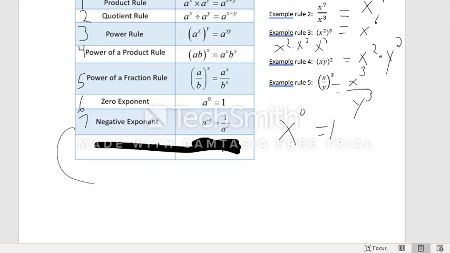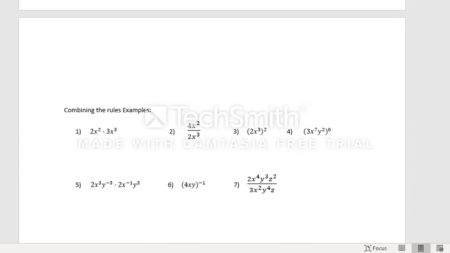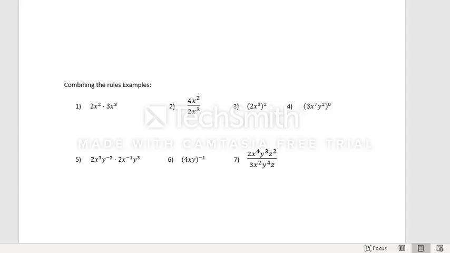And 7, you guys looked at this as well, negative exponents. So if I have x to the negative 2nd, you guys did this on Thursday, you can pull that down across the fraction bar, 1 over x squared. All right, now combining a couple of these rules, we're going to look at some example problems and do some that are a little more complex.